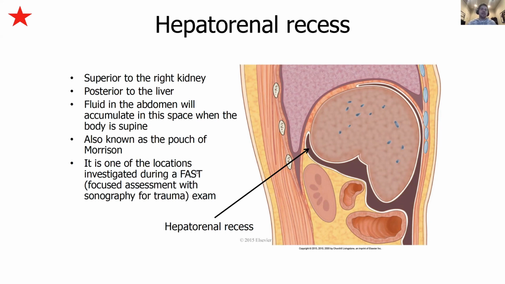So this FAST test is one of those trauma tests to say, okay, is there any intra-abdominal bleeding? Because if there is and the patient's laying down, we would expect to see blood there. Another name for hepatorenal recess is Morrison's pouch. Okay, so if they talk about Morrison's pouch, that's the hepatorenal recess.